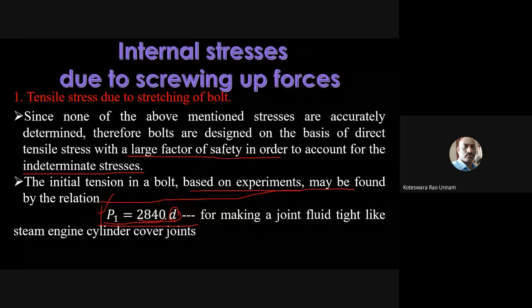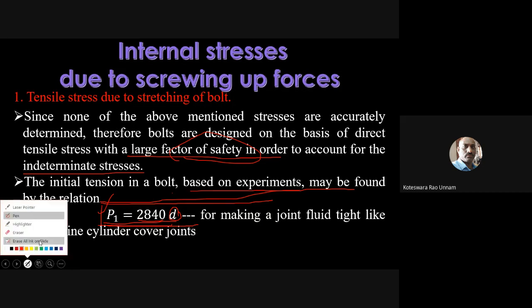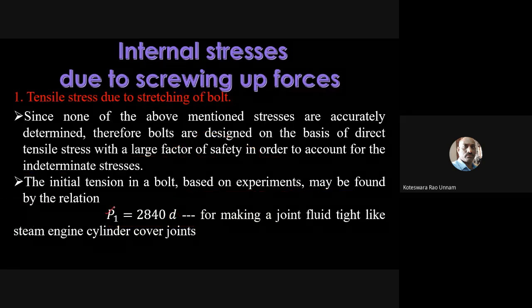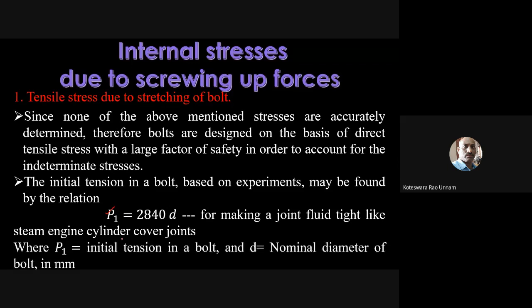So like we said in the previous statement, in order to accommodate any uncertainty in this load, we use a factor of safety to cover the uncertainty in the calculation of this load. Once you know this initial tensile load, P1 is nothing but the initial tension in the bolt, and D is the nominal diameter. If you know the initial tension, then the tensile load divided by the tensile area of the bolt will give you the tensile stress.